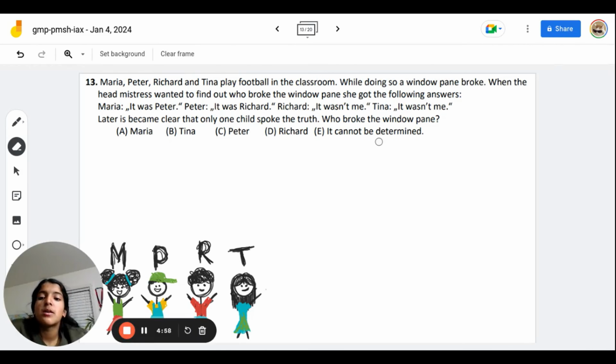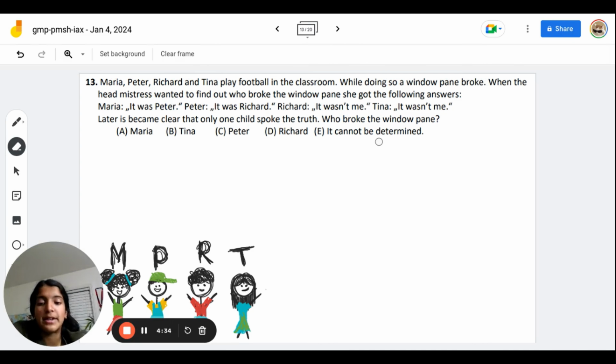Number 14. Maria, Peter, Richard, and Tina play football in the classroom. While doing so, a window pane broke. The headmistress wanted to find out who broke the window pane, and she got the following answers. Maria said it was Peter. Peter said it was Richard. Richard said it wasn't me, and Tina said it wasn't me. It later became clear that only one child spoke the truth. Who broke the window pane?